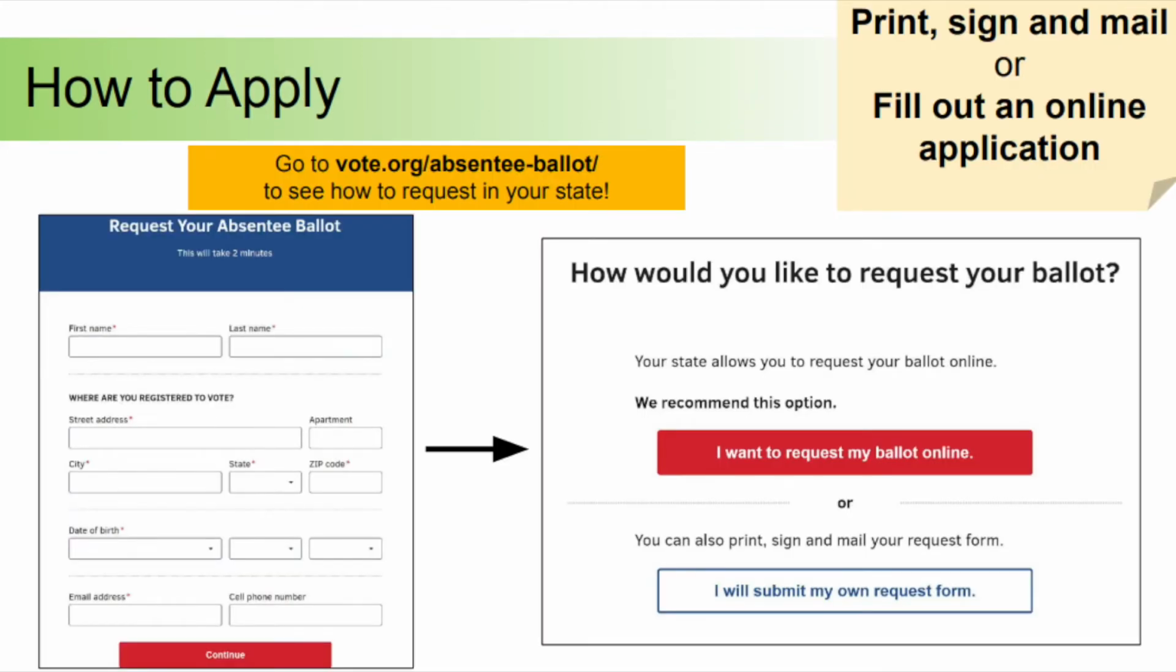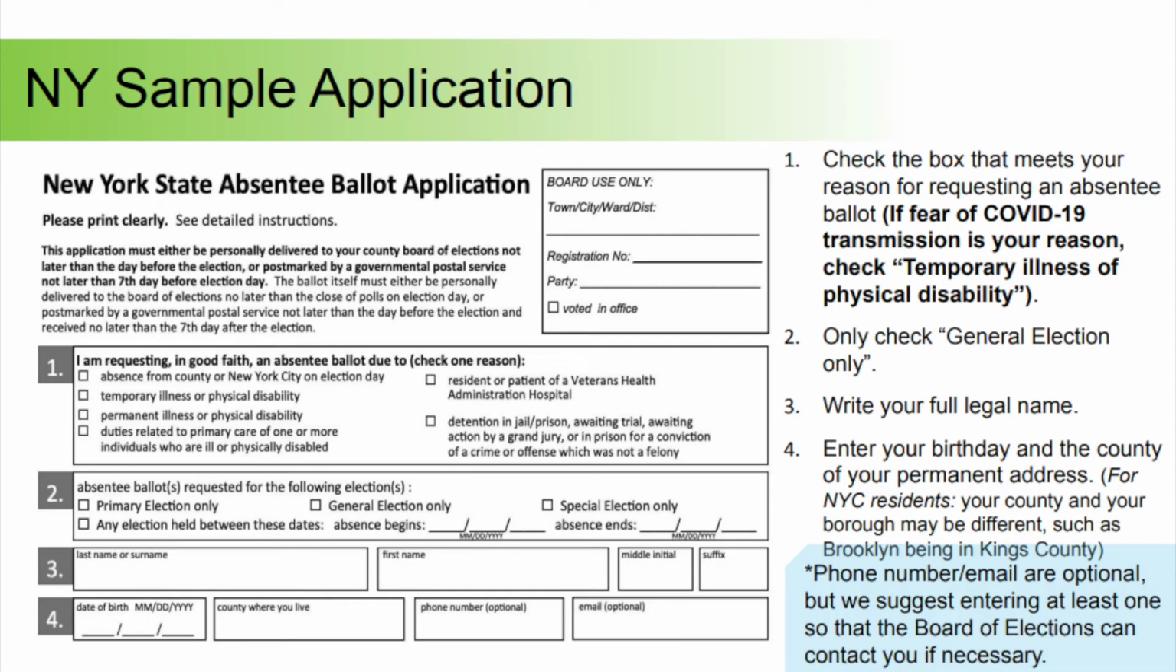To apply for an absentee ballot, go to vote.org/absentee-ballot/ to see how to request one in your state. If your state allows you to request your ballot online, select I want to request my ballot online. If your state requires a printed ballot application, or you prefer to do it this way, select I will submit my own request form, and then print, sign, and mail your request form to the designated address according to your state. Here we have a New York sample application.